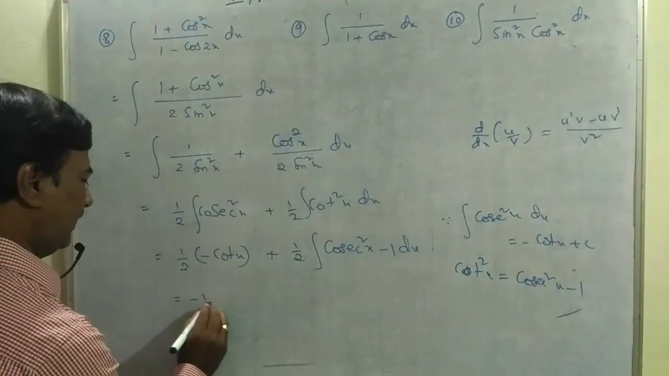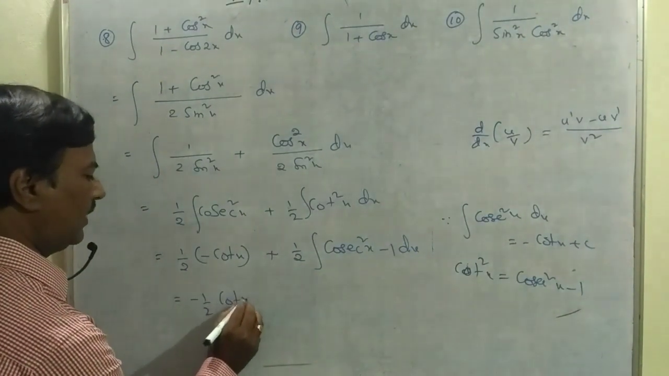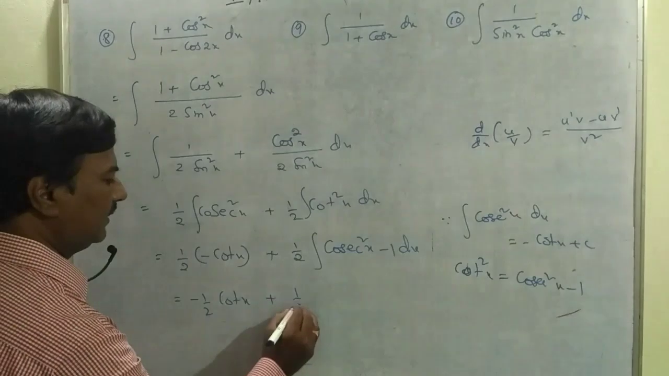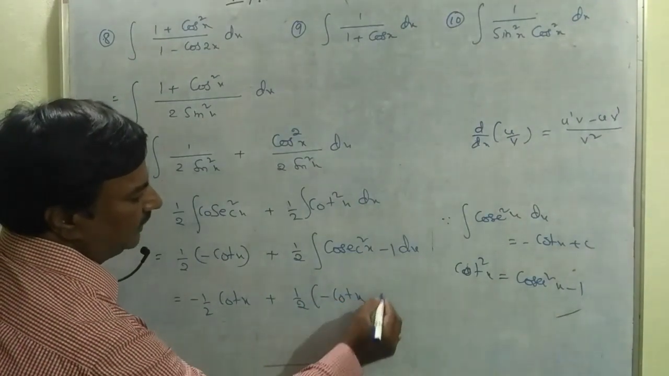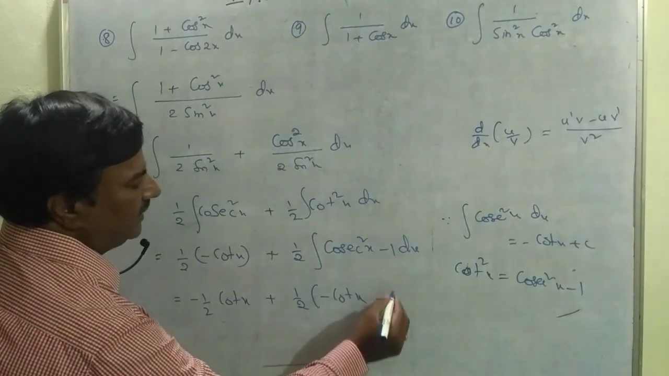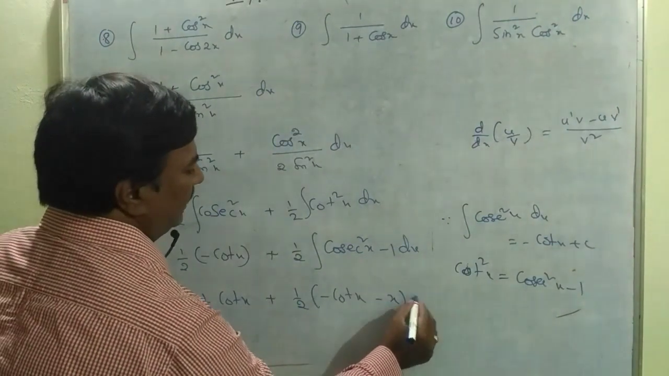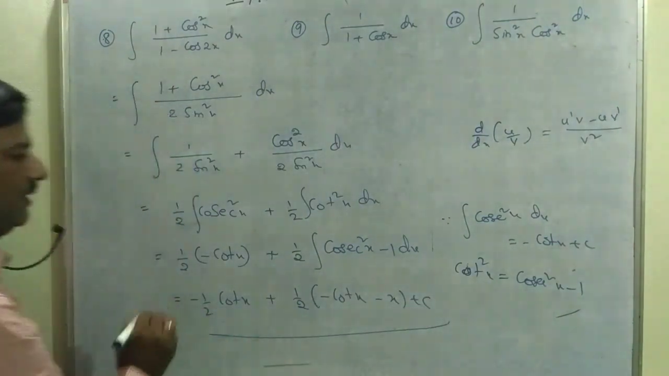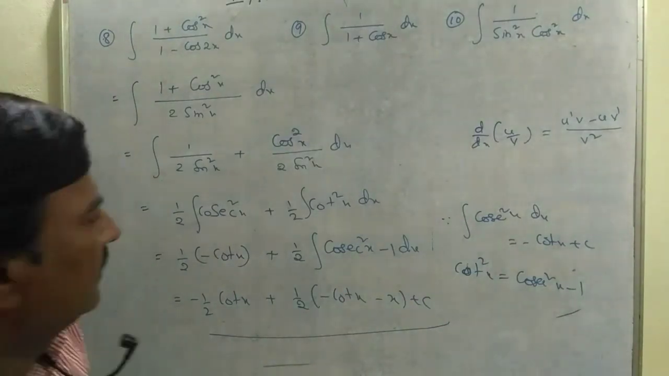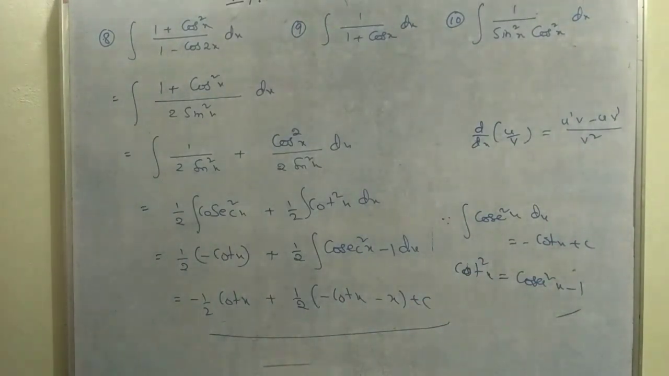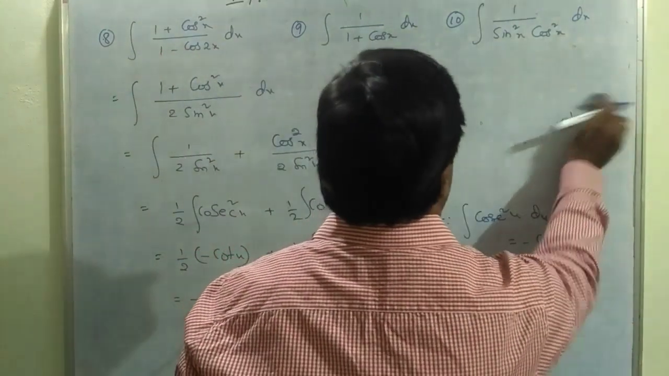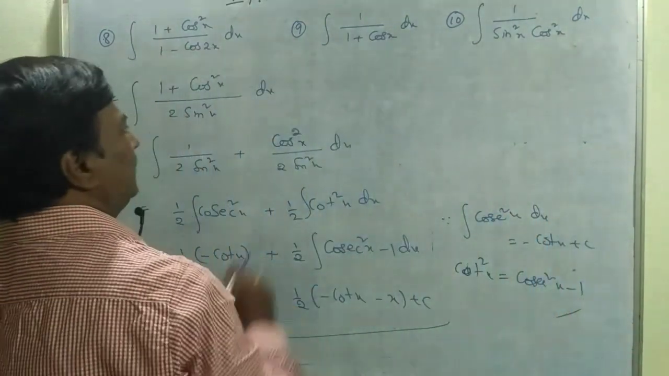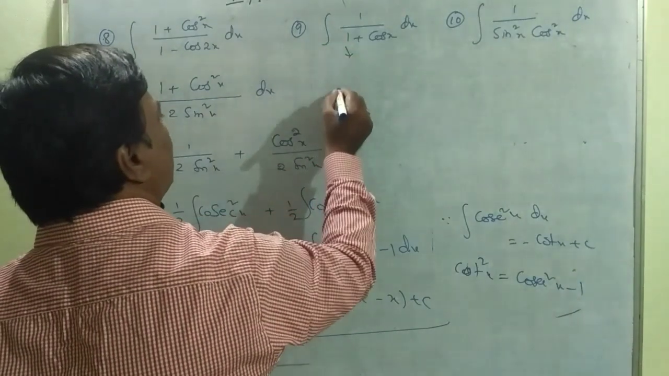Now this is minus 1 by 2 into cot x, plus 1 by 2 into minus cot x, and again this one integration is nothing but x, plus c. This is the solution of this equation. And then we go for the next question, that is the ninth question.